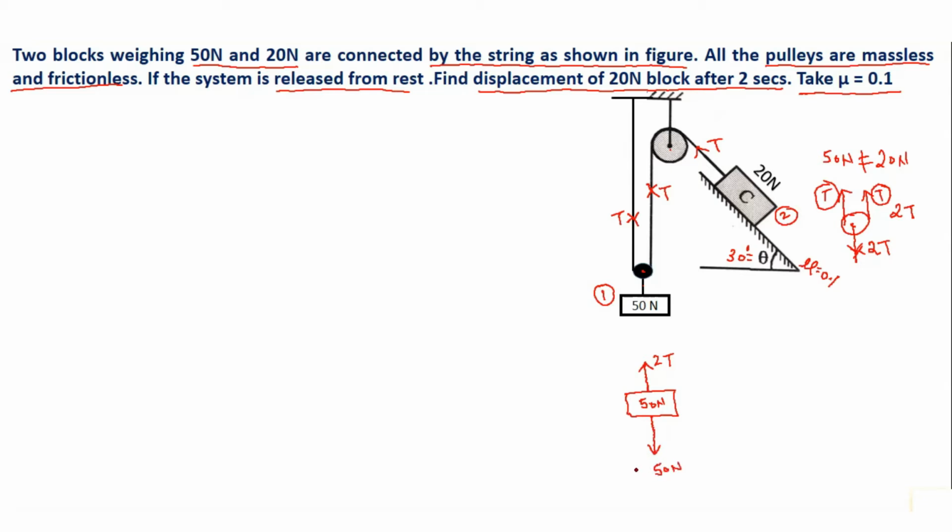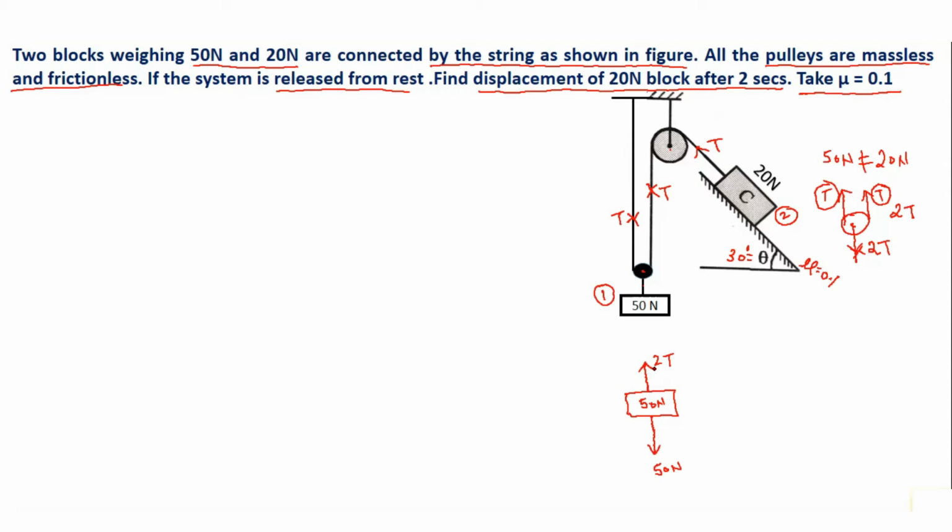Third is the reaction from the contact surface, but as there is no contact of this block with any surface, the normal reaction will be 0 or not to be shown. Similarly, the friction force is not to be shown because there is no movement of this block over any surface. So with this we have completed the free body diagram of this particular block showing all the forces.